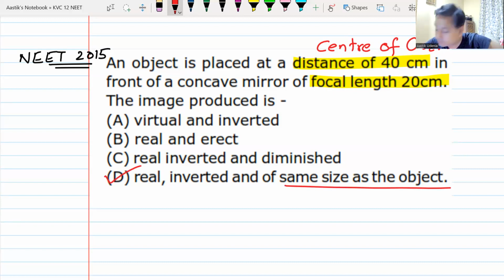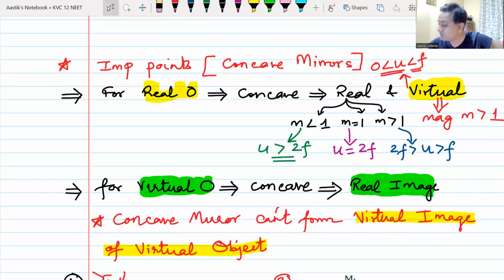I told you, these are the things that you must remember because these things are going to come exactly in your paper. See, even in the important points, I gave you this. When the object is at the center of curvature, u is equal to 2f, magnification is 1. That is the point where the object and the image are of the same size.